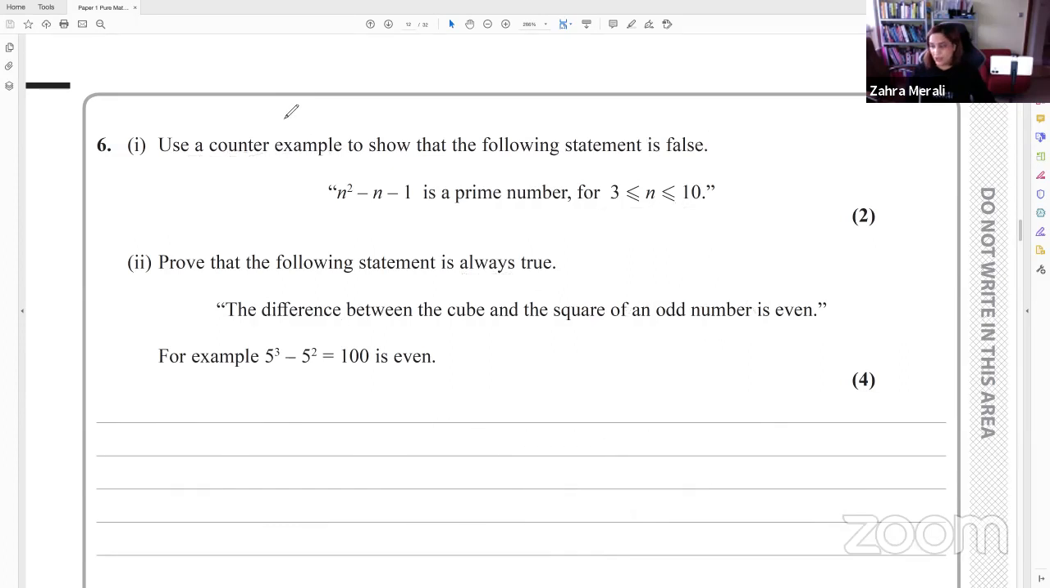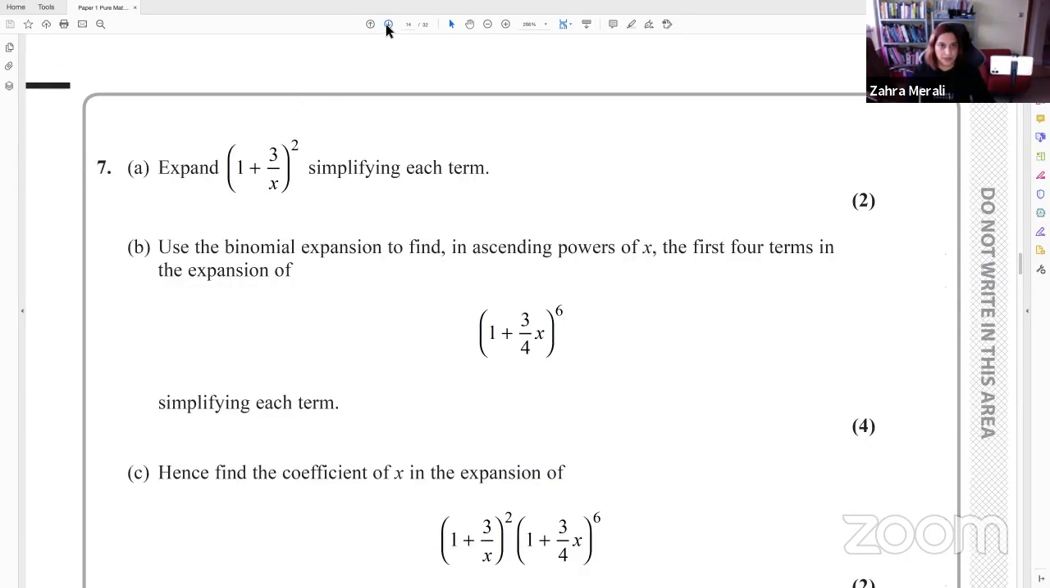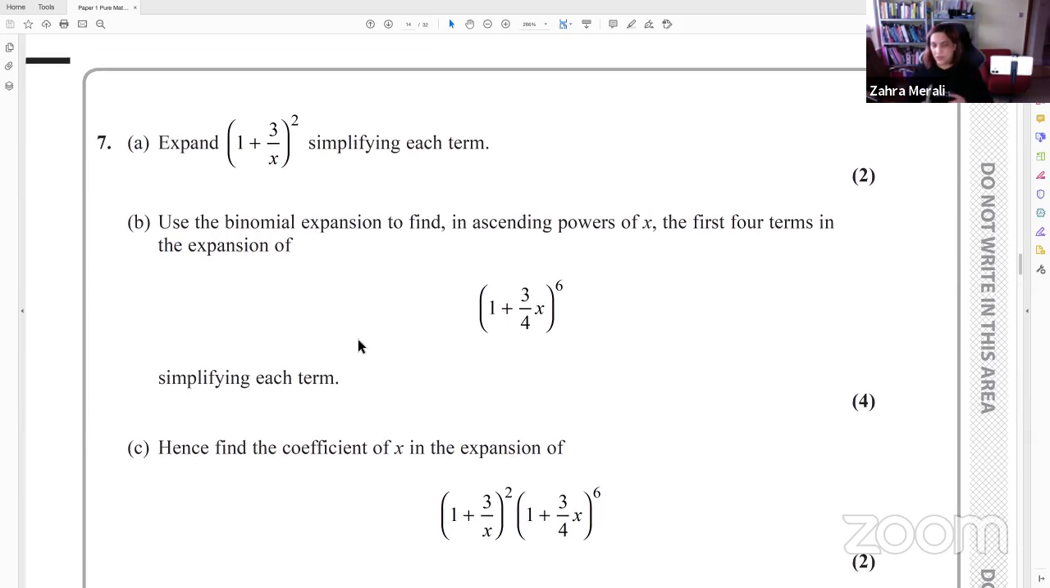Right, let's have a look at question 7. Okay, so we've got some expansions to do.